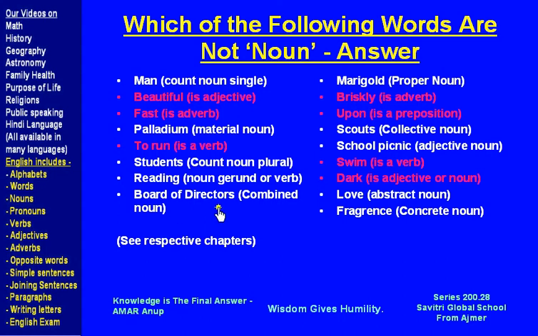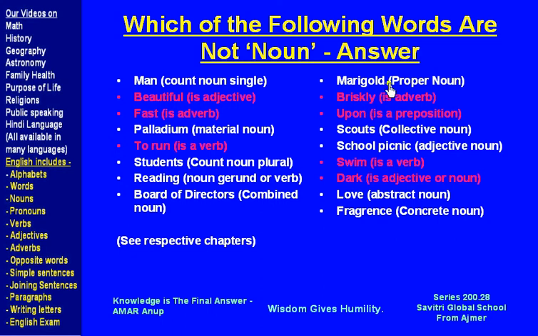Next word is board of directors. This is a combined noun, made from three words. First word is board, second word is of, and the third word is directors. As I mentioned earlier, sometimes there is a hyphen, but gradually the habit of putting hyphens is decreasing. So even without hyphens, this is a combined noun. If you don't understand any part of these, go back to the chapter and listen to all these explanations.